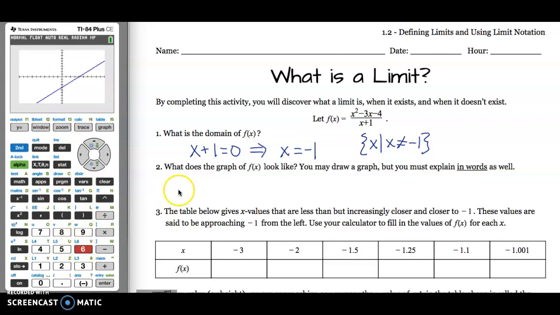All right, so automatically I know that my graphing calculator isn't showing me everything, because this just looks like a regular linear function, and we know that this is not a regular linear function. So I'm going to write that down. It looks linear.